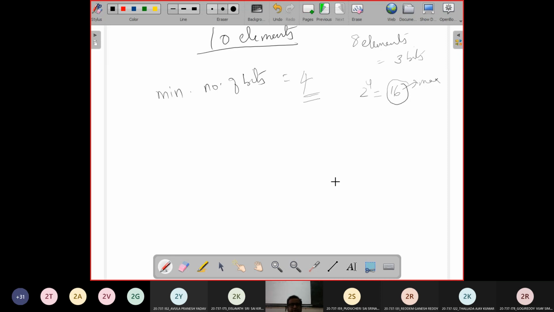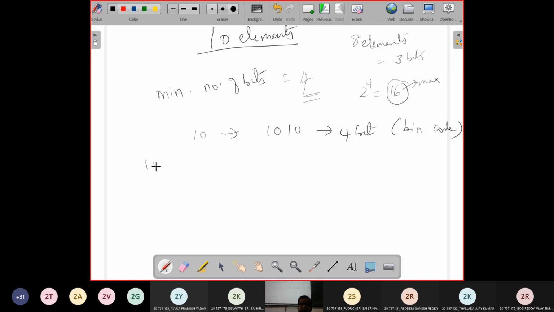Agree or not? Yes. Now, if I am using 4 bits to represent 10 elements, say for example the value of 10, how can you represent it? 1, 0, 1, 0 is 10. Here I am using only 4 bits to represent 10. So 1, 0, 1, 0 is a binary code for me.